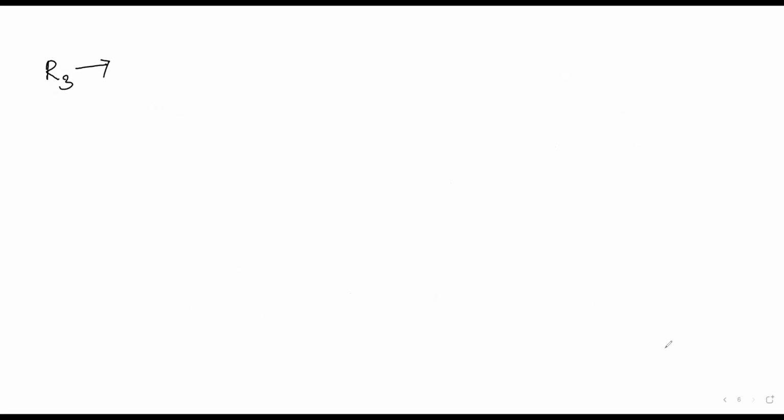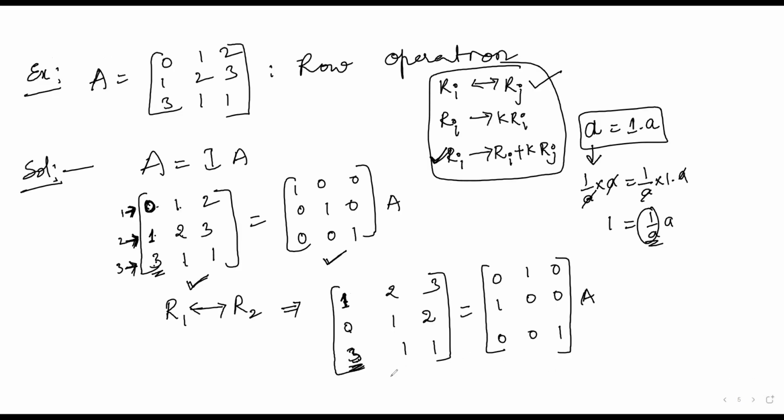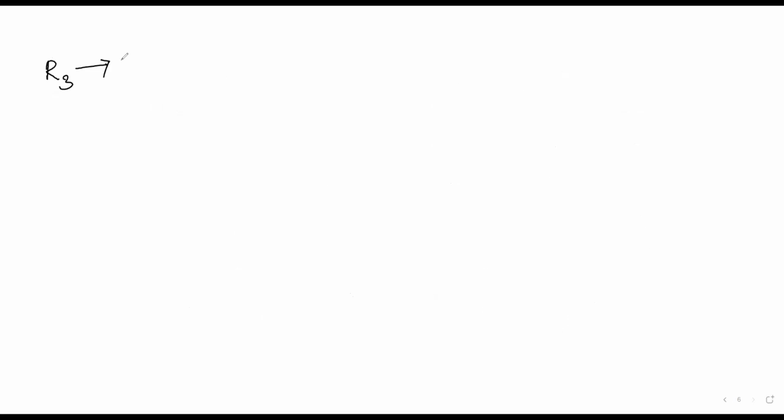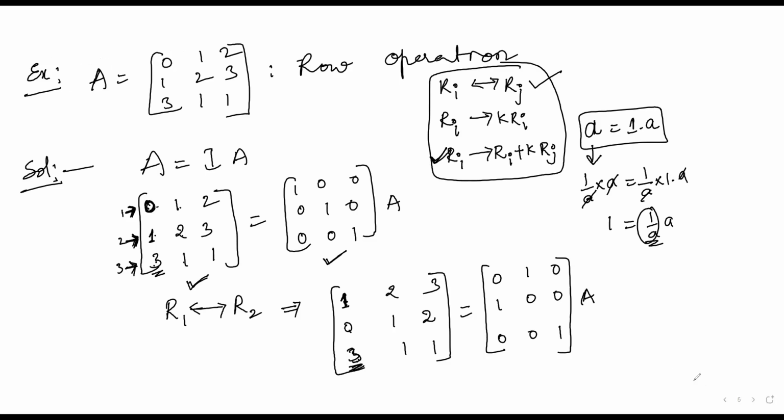R3 implies R3, we have to change R3. So R3 implies R3 minus 3 times R1. Right? R3 minus 3 times R1. Yes or no? Once you see, 3 minus 3 times 1. This is R3, this is R1. So R3 minus 3 times R1. 3 times 1, done. So here you write R3, 3. What does 3 become? 3 minus 3 times 1.